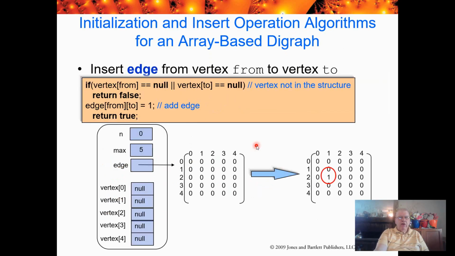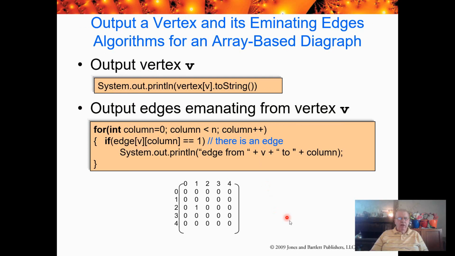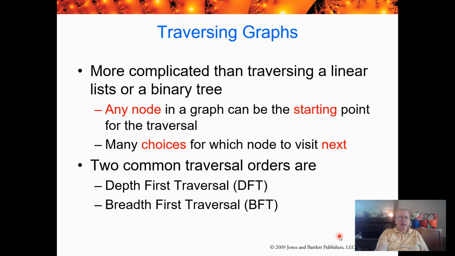So here's the insertion algorithm, the initialization algorithm, the insertion algorithm. One by one, you add them to the adjacency matrix. Here's how you would output an edge emanating from vertex V. Now, there are two general ways to traverse a graph.